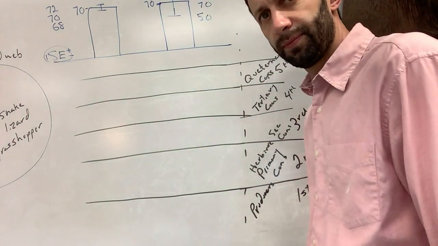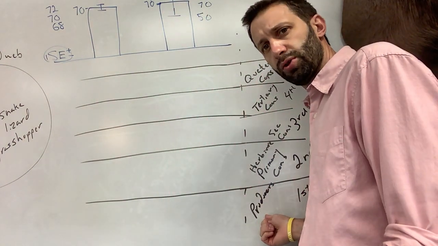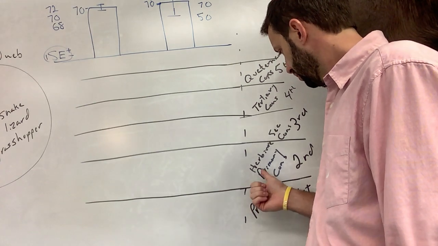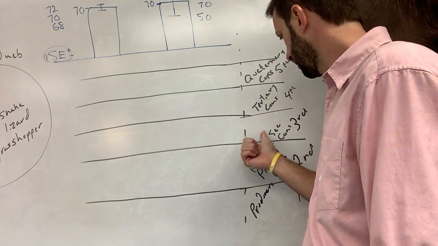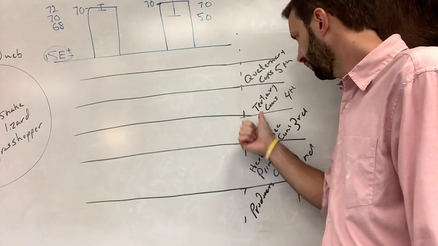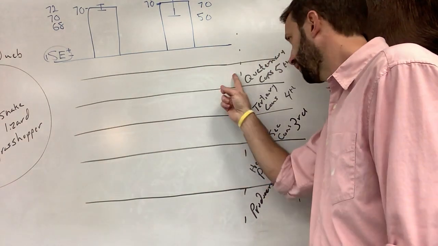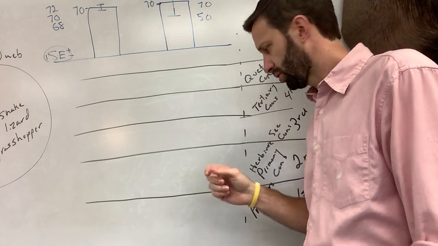So, bottom level, producers, first trophic level. Second level, herbivores or primary consumers. Third level, secondary consumers. Fourth level, tertiary consumers. Fifth level, quaternary consumers. Okay?